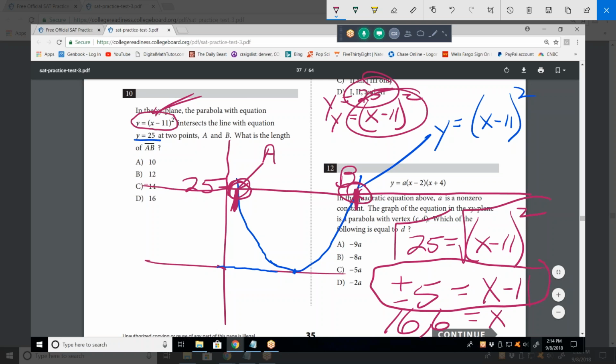What's the distance between A and B? $16. Okay, this x-coordinate is 6. This x-coordinate is 16. Oh, 10. Now notice how many different math principles we had to cover to solve this problem.